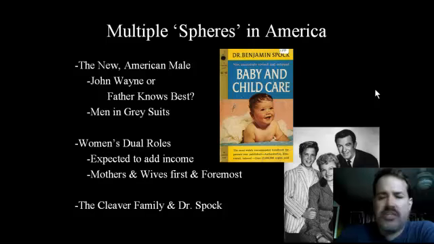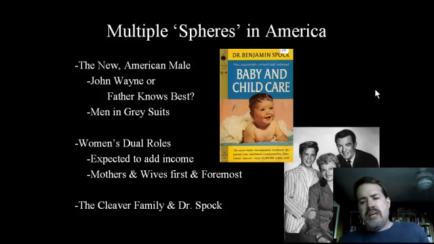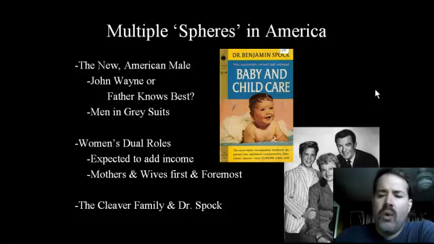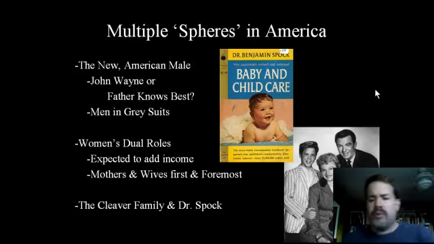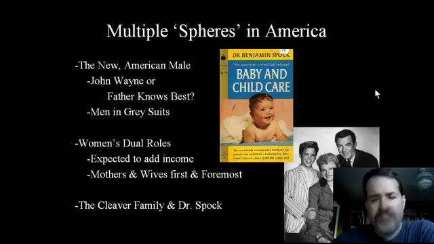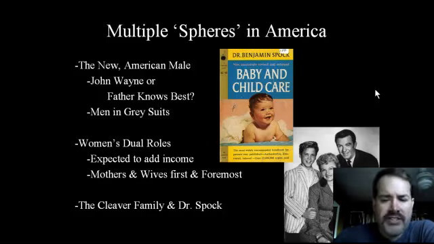He didn't just go out and bring home the bacon. Instead, he was a caring father. He was a father who was a member of social organizations like the Kiwanis. He was a Boy Scout leader. We see this in other TV shows like the Dick Van Dyke Show, Father Knows Best, numerous other shows.